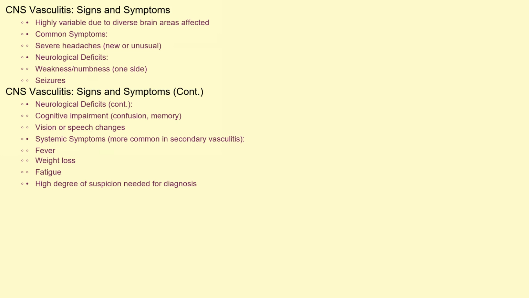The signs and symptoms of CNS vasculitis are highly variable, reflecting the diverse areas of the brain that can be affected. Common symptoms include severe headaches, often described as new or different from usual headaches. Other symptoms encompass neurological deficits such as weakness or numbness on one side of the body, seizures, cognitive impairment like confusion or memory problems, and changes in vision or speech. Systemic symptoms like fever, weight loss, and fatigue may also be present, particularly in cases of secondary vasculitis. Because the symptoms are so broad, a high degree of suspicion is needed for diagnosis.